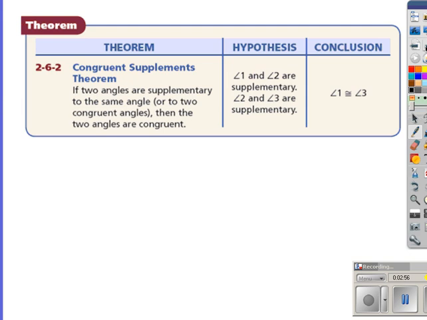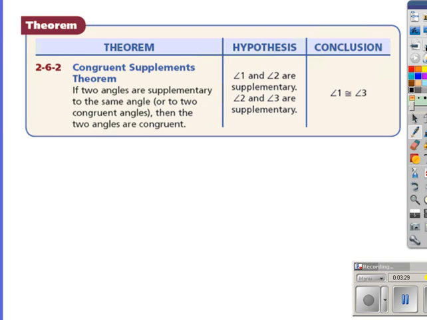The congruent supplements theorem. This one's a little more confusing. It says that if two angles are supplementary to the same angle, or two congruent angles, then the two angles are congruent. And that's kind of confusing to read. And like I said, I'll draw a picture in a second. But what it's saying is that if angle 1 and angle 2 are supplementary, angle 2 and angle 3 are supplementary, we're almost using the transitivity property, not quite, but almost, to say that angle 1 and angle 3 are going to have to be congruent.